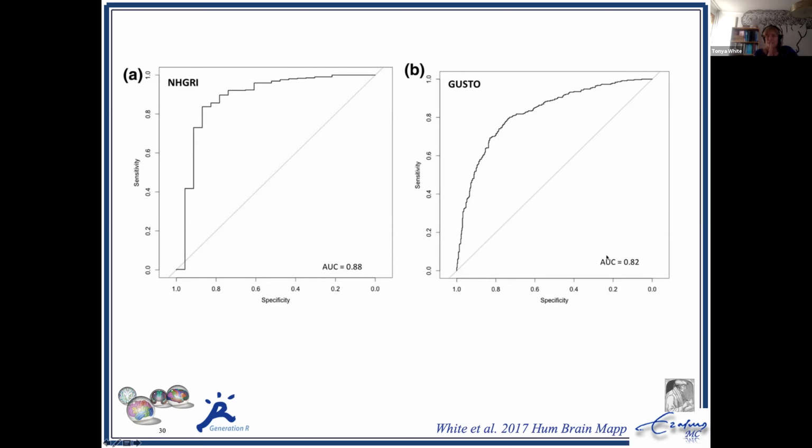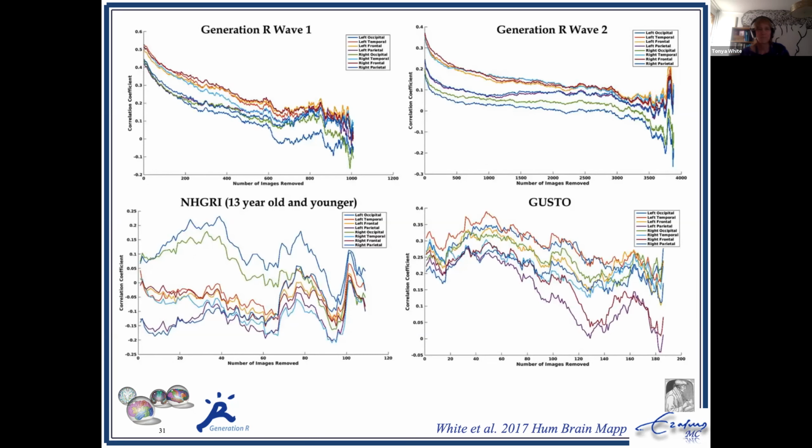Now I'm going to end with one more slide, then I'm going to take some time to really walk through, because it comes back around to one of the key aspects of quality assessment, but also it'll touch upon a question that was asked earlier about the utility of QA, what you do with it. So I'm going to start with Generation R Wave 1.